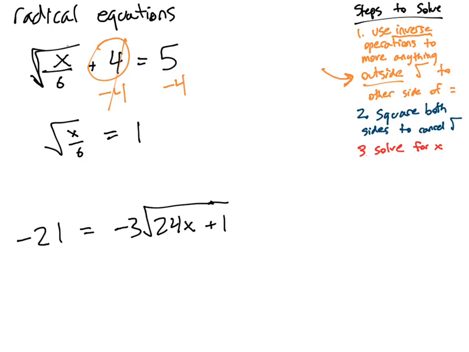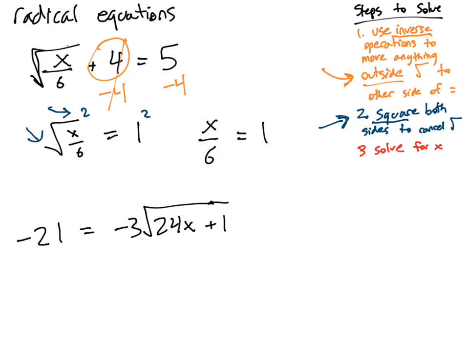After we've gotten rid of any terms that are outside of the square root, we want to get rid of the square root so that we can deal with the variable inside. And to get rid of a square root, the inverse operation we can use is square both sides of our equal sign. A square root squared cancels out, so we're just left with x divided by 6 on that side of our equal sign. And 1 squared is 1 times 1, which is equal to 1.